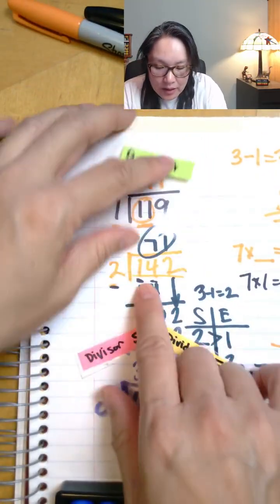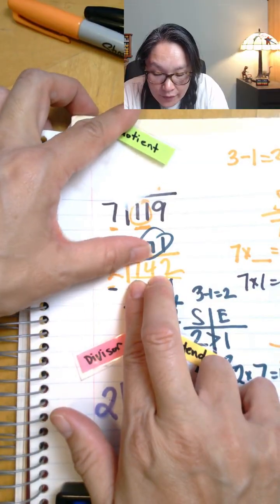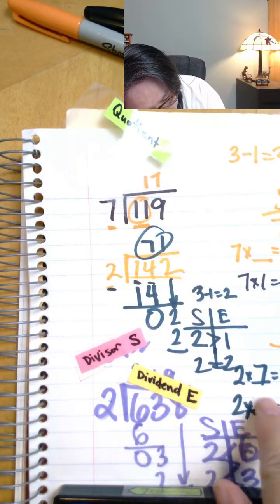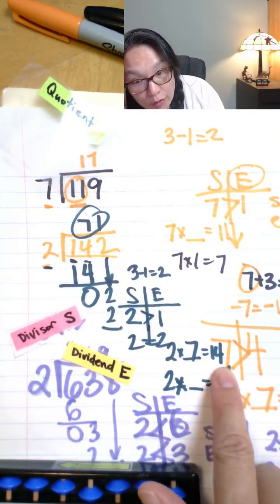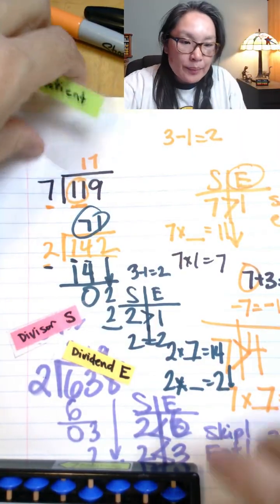So like here, the divisor is bigger. I'm going to use 2 digits. I'm going to use the 1 and the 4 to figure out what my answer is. So that's why I have 2 times what is equal to 14. That's why. Yep. Okay.